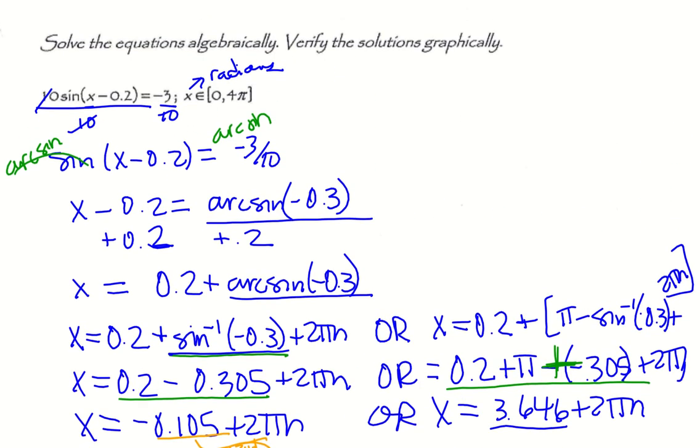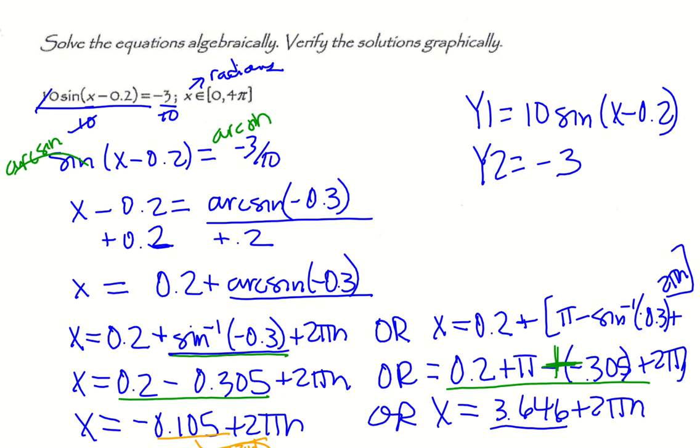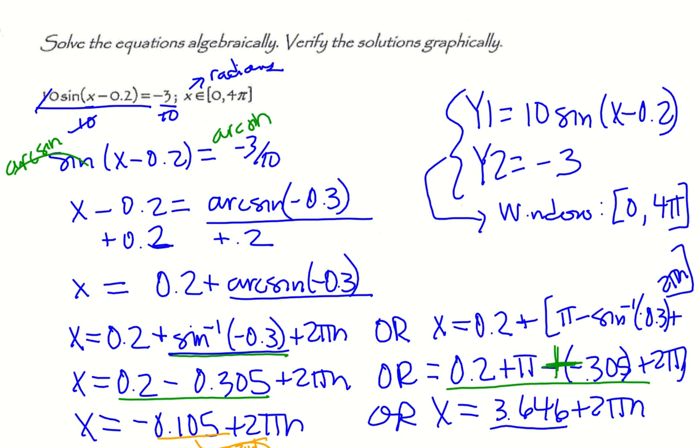So, to verify by graphing, we would graph y1 equals the left side, 10 times the sine of x minus 0.2, and as y2, we would graph y equals negative 3, and we would set our window so our x-min is at least 0, maybe below, and our x-max is a little bit above 4 pi, and we would use our intersection feature. We'll try to look at that in class.